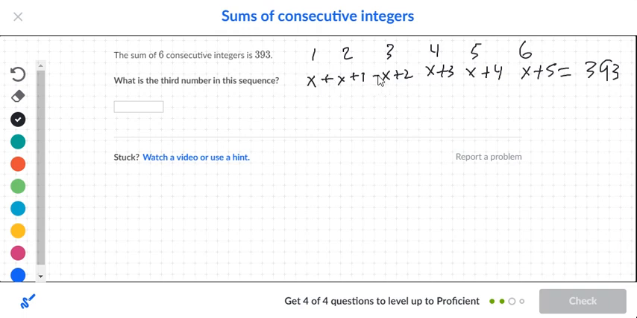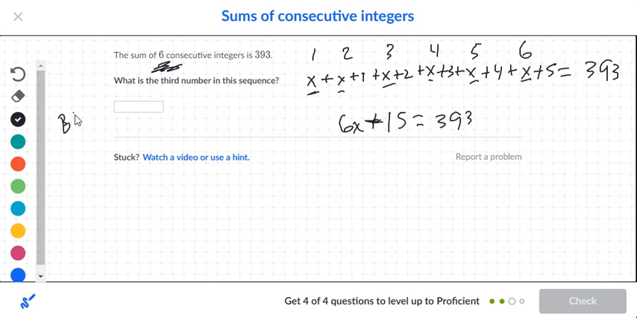Go back, put down a plus sign in front of those x's there. Now let's count how many x's. 1, 2, 3, 4, 5, 6. So we have 6 x's, which we expected because it said 6 consecutive. Now let's do our total of the numbers. 1 plus 2 is 3, 3 plus 3 is 6, 6 plus 4 is 10, plus 5 is 15. So this is plus 15 is equal to 393.